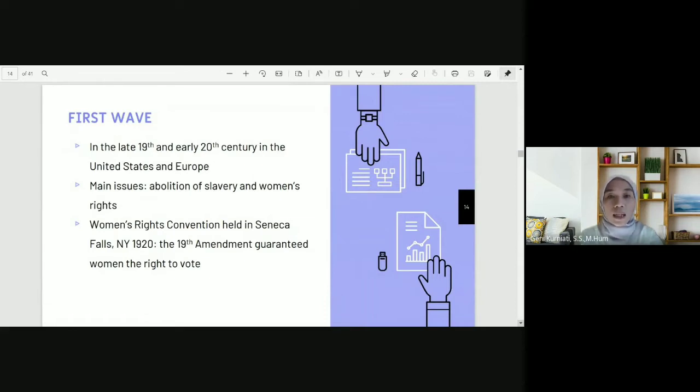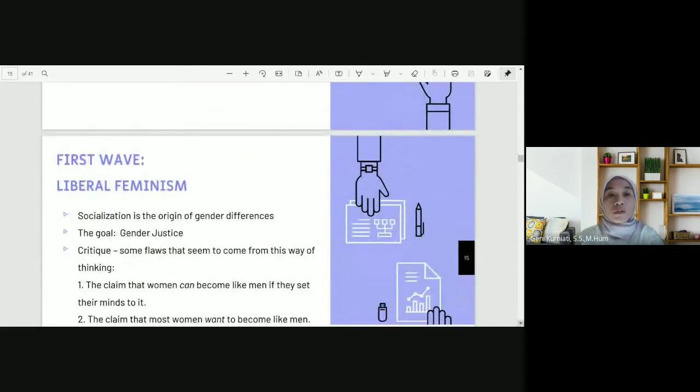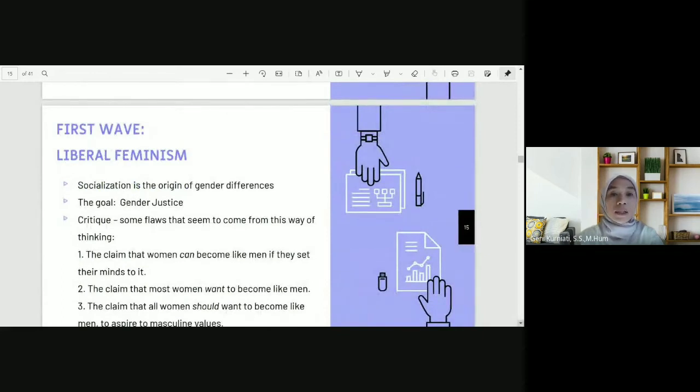The Women's Rights Convention was held in Seneca Falls in 1920, and the 19th Amendment granted women the right to vote. If you have ever watched any kind of movies or read history books talking about this period, it covers the rights of women to vote and including the abolition of slavery. Okay. And the first wave is also identified as liberal feminism. What it means is a movement where socialization is the origin of gender differences. And the goal here is gender justice.